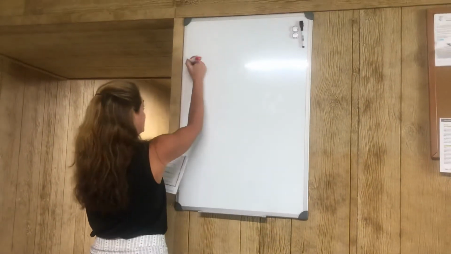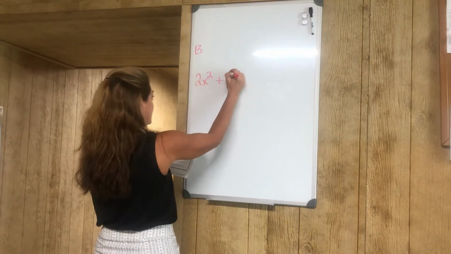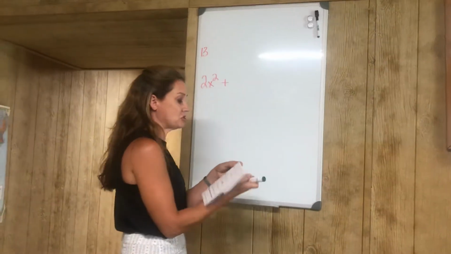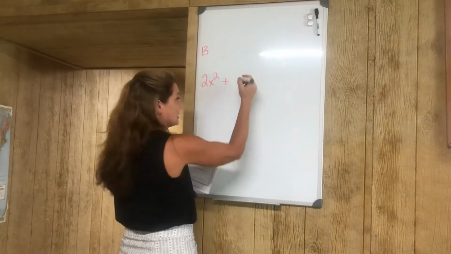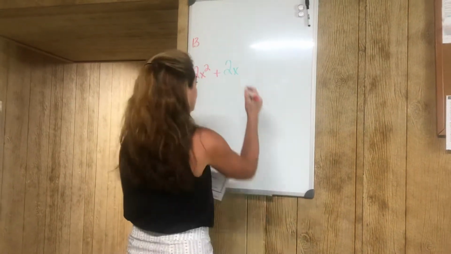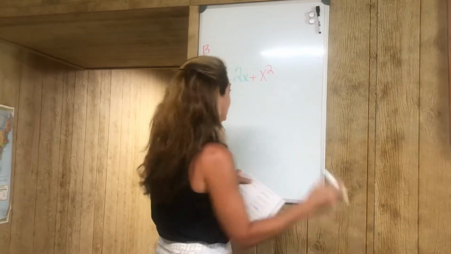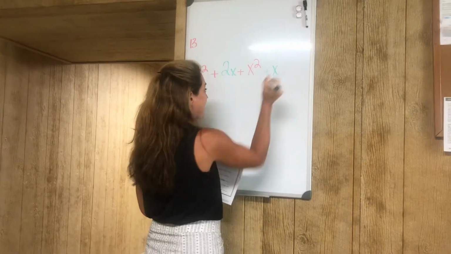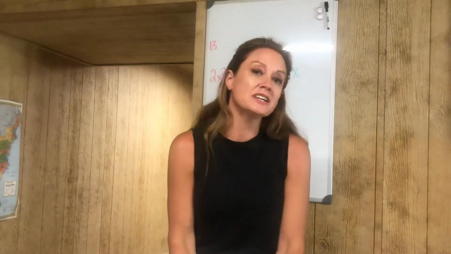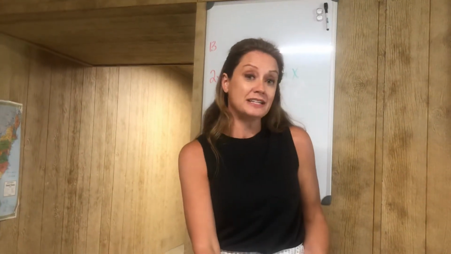You have 2x squared plus, that one's different, isn't it? It doesn't have the square. So we're going to change colors. 2x plus x squared plus x. Okay? Now, if you were a kid that liked cookies, I would explain it to you like this.